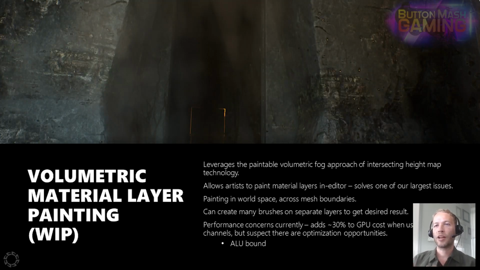First, one of the areas that we did some work here is we did a volumetric material layer painting system. Ryan Dowling-Soka on our team has just done a test of what material layer painting would look like with Nanite. This is leveraging our paintable volumetric fog approach of intersecting height map technology and allows the artist to paint material layers in editor. It paints in world space across mesh boundaries, so that's great. And we can create many brushes on separate layers to get the desired result.